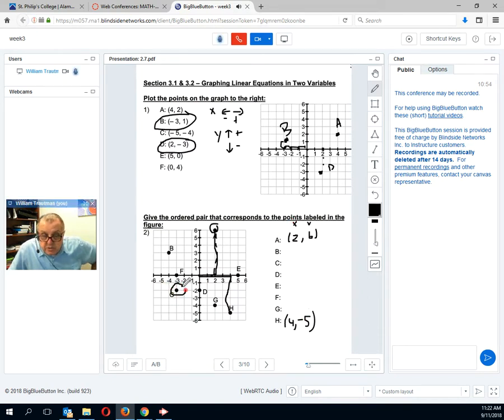One more. Let's do C. If you start at the origin, we go 1, 2, 3 in the x direction, which is a negative 3, going to the left. And then we're going down 1, 2, which is also a negative direction. So C is negative 3, negative 2.